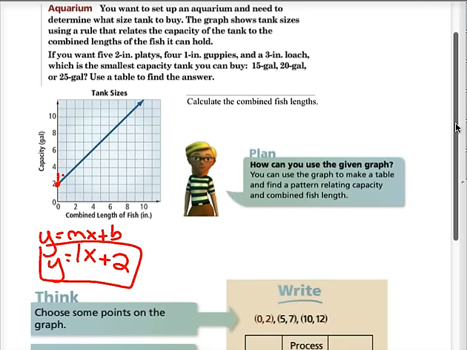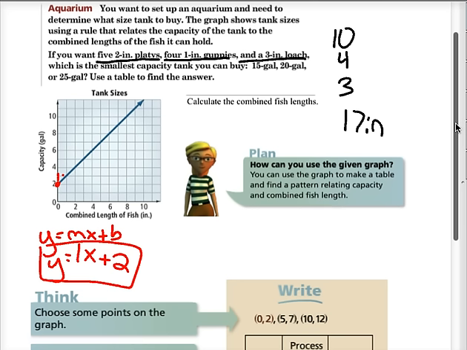Well, the actual question is we need to combine these lengths. So we want 5 2-inch platies, so that's going to be 10, 4 1-inch guppies, so that's 4, and a 3-inch loach. So we're talking about 17 inches worth of fish. Because remember, it said it's the combined lengths of these fish. Okay?